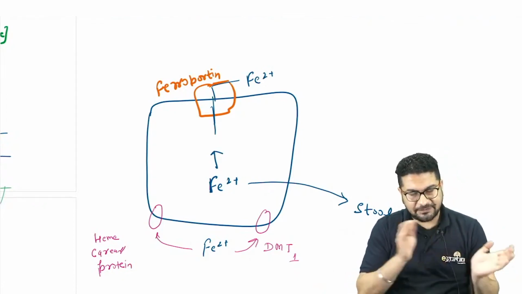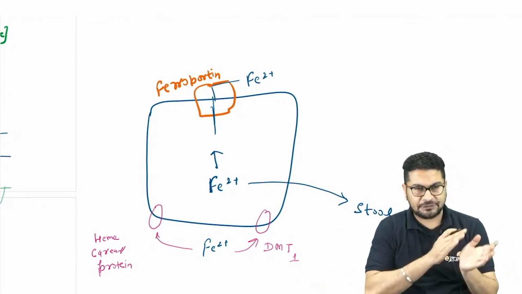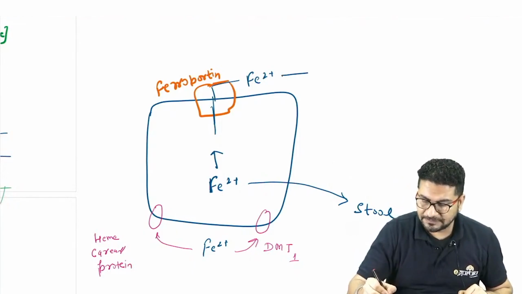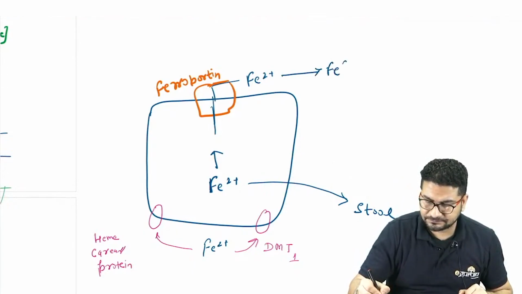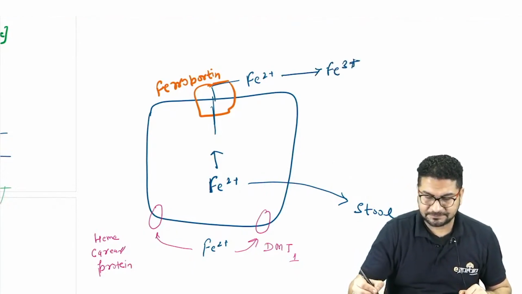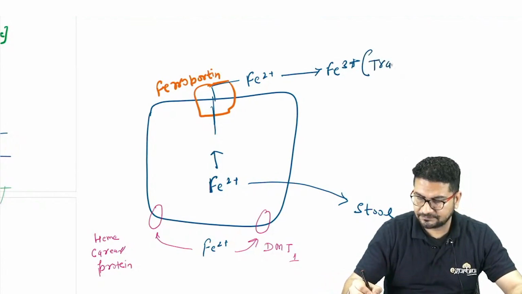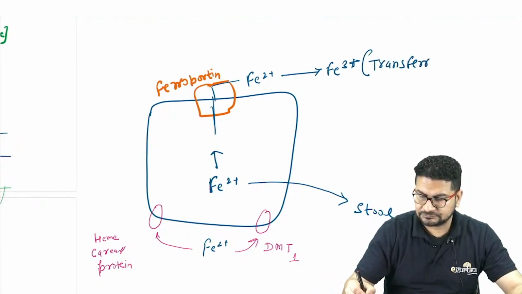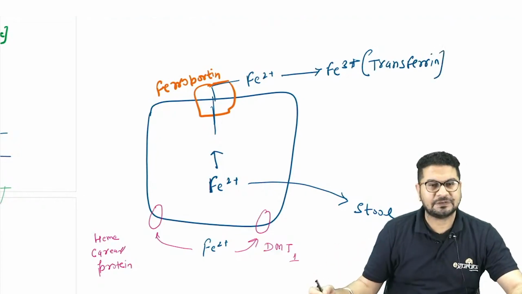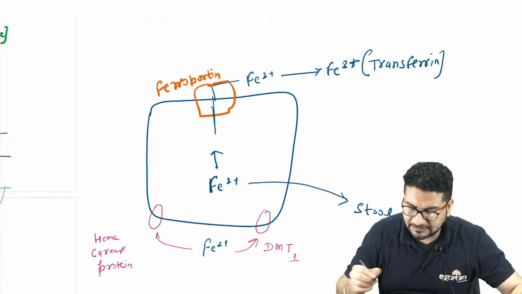This is the same thing I told you previously in short, now I am telling you in detail. This Fe2+ now will convert again into ferric form, Fe3+. This ferric form will bind with transferrin. Fe3+ is binding with transferrin. Transferrin means this is occurring where? In the blood vessel.